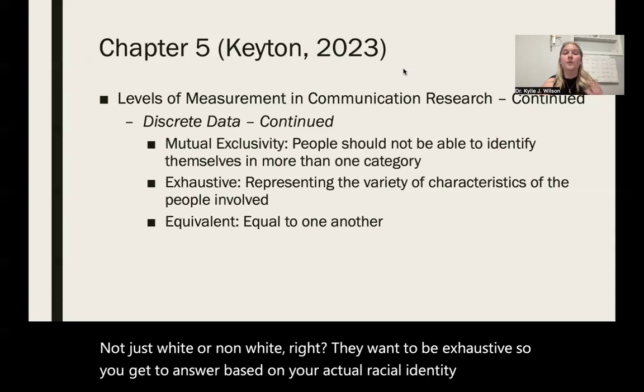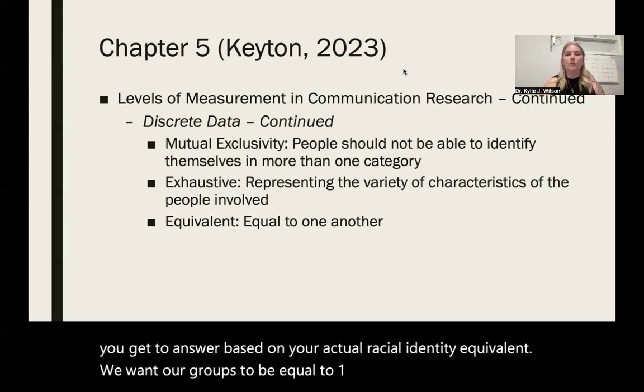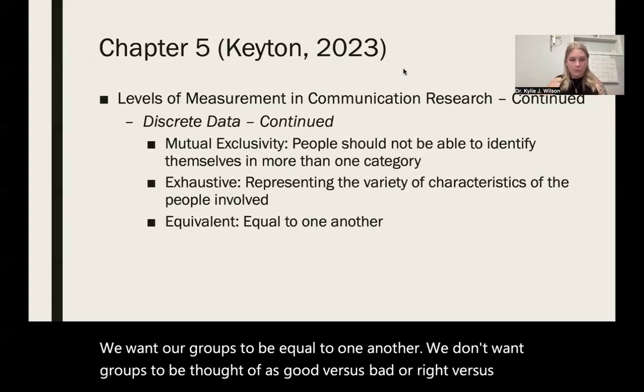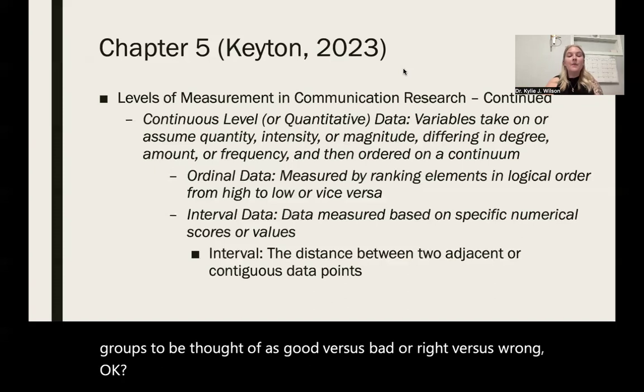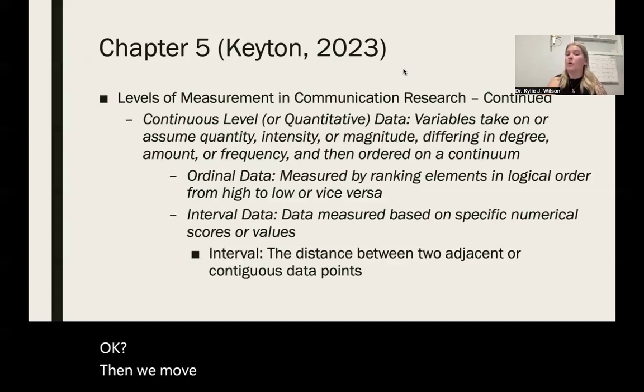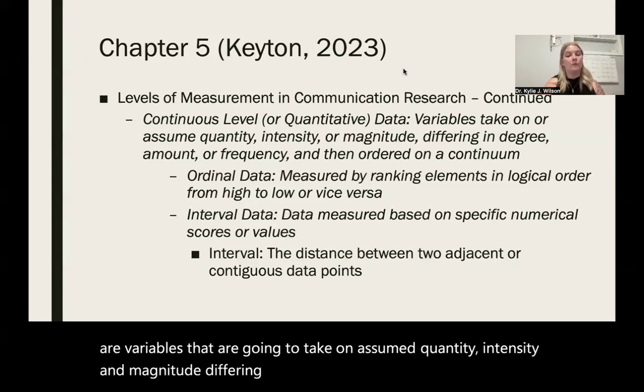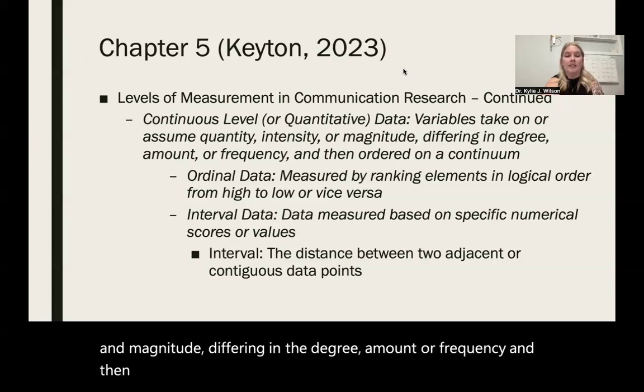Equivalent, we want our groups to be equal to one another. We don't want groups to be thought of as good versus bad or right versus wrong. Okay. Then we move to continuous level data or quantitative data. These are variables that are going to take on assumed quantity, intensity, and magnitude differing in the degree, amount, or frequency, and then we order them on a continuum.